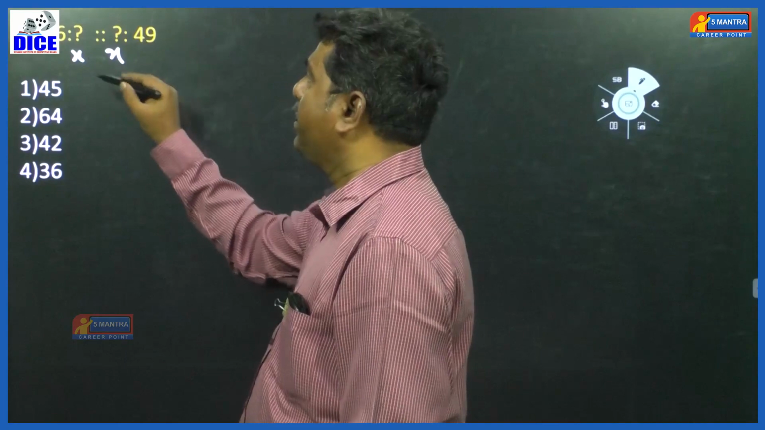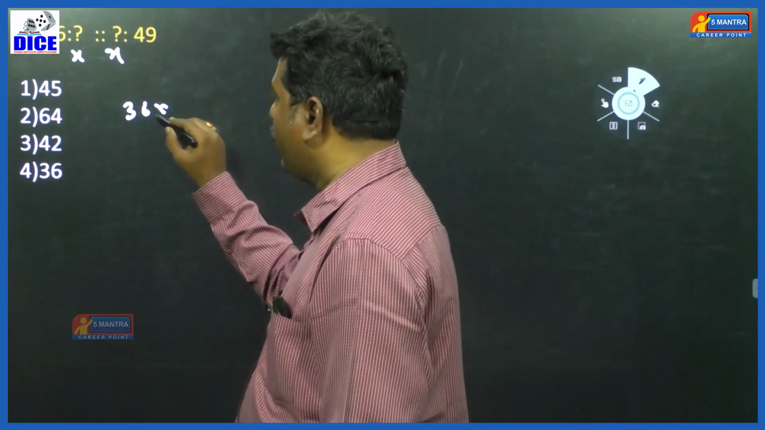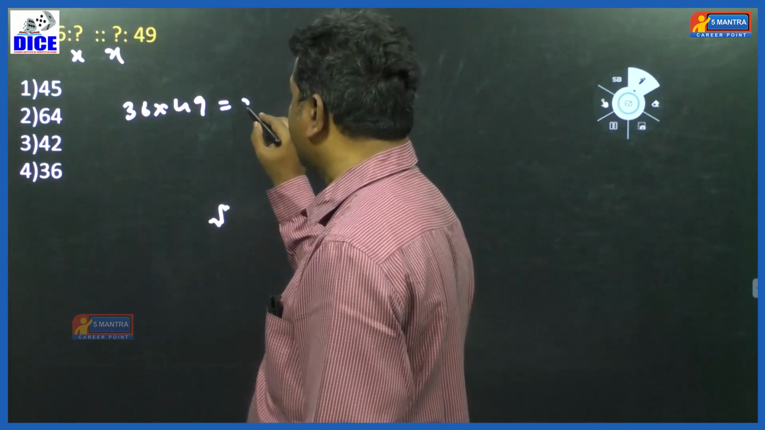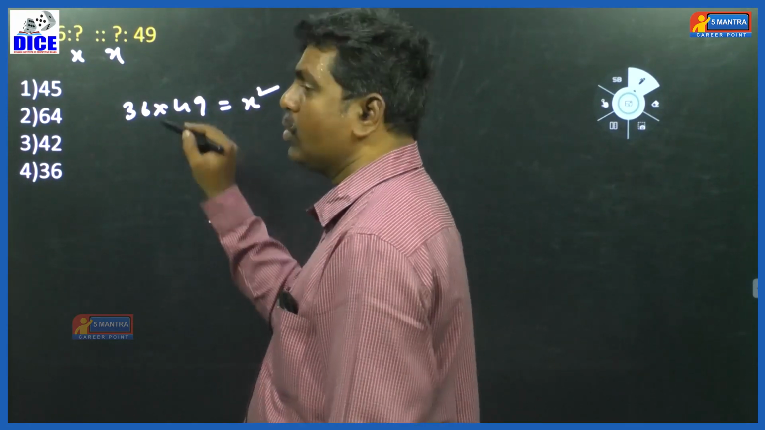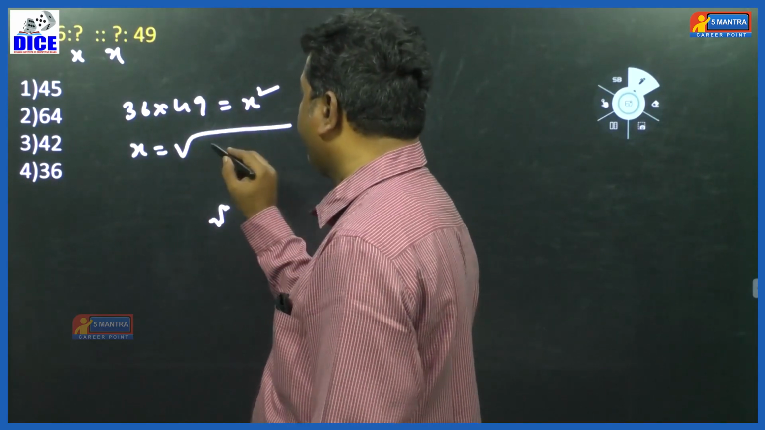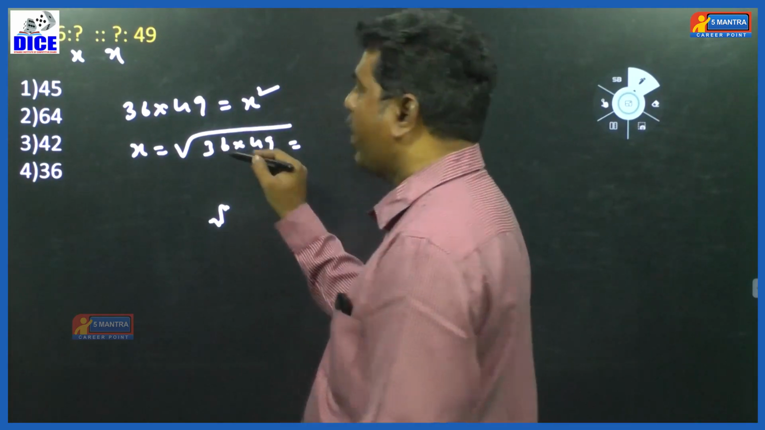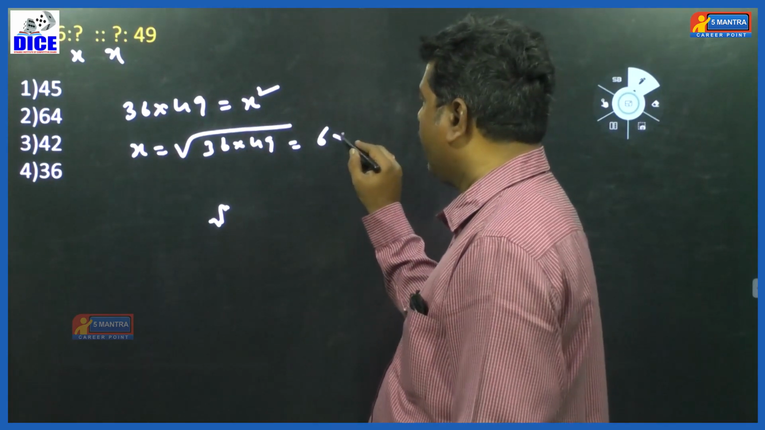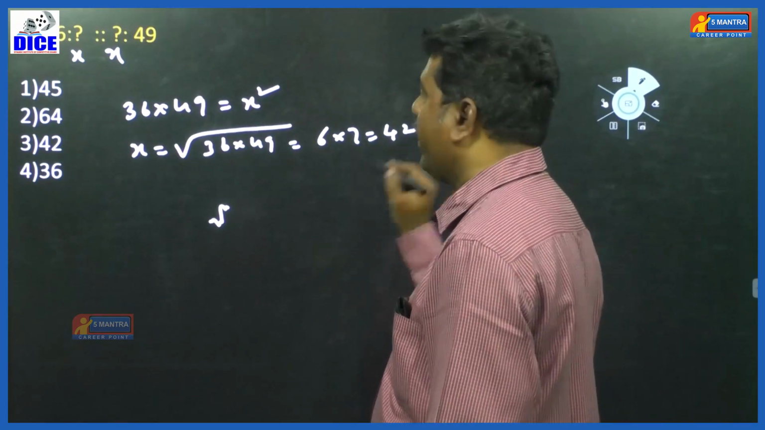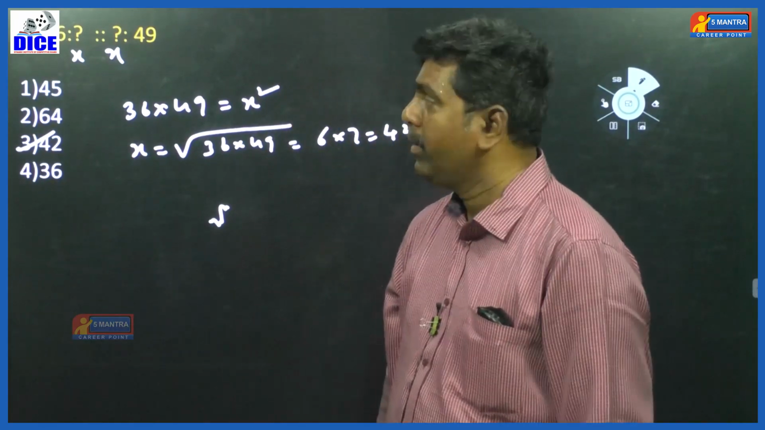So product of means 36 into 49 is equal to x into x, x square. So x is equal to square root of 36 into 49. 36 square root is 6, 49 square root is 7. 6 into 7, the answer is 42. This is the required value. 42 is the required answer.